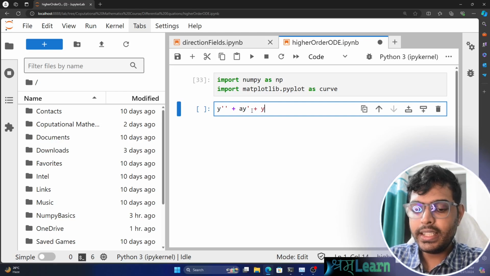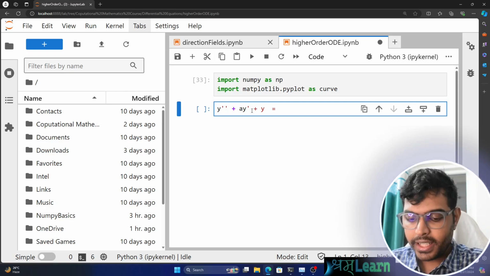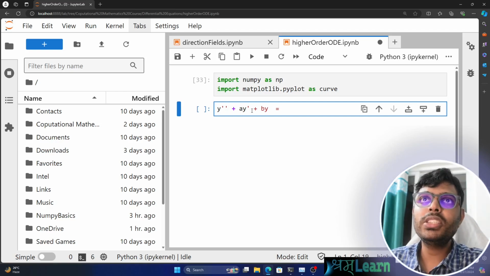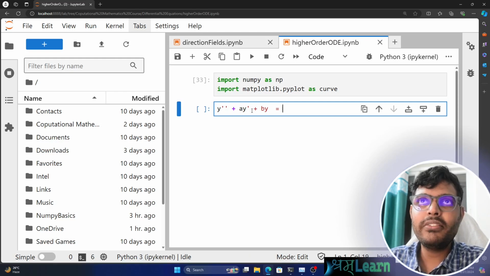So can I again write like this: plus b times y is equal to some function of x comma y. I'm just showing you the differential equation. This is not a valid statement.